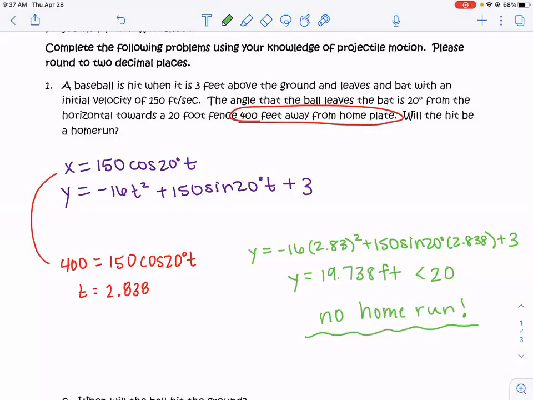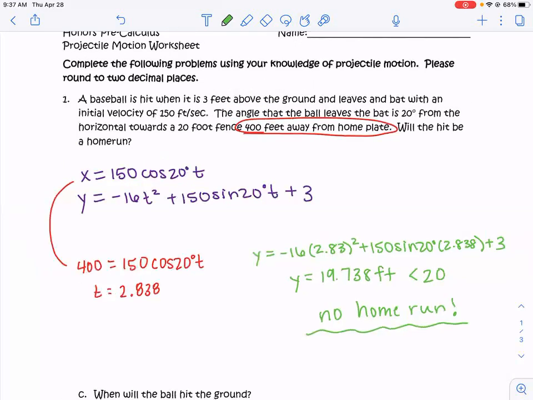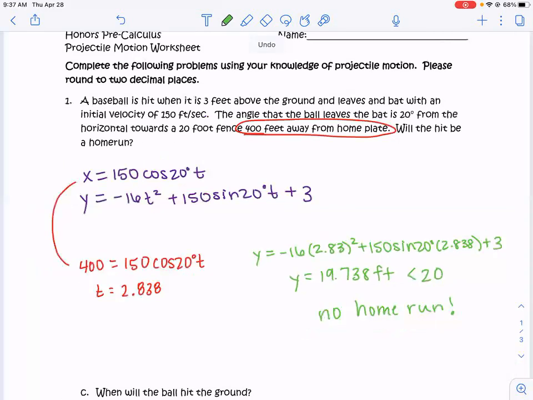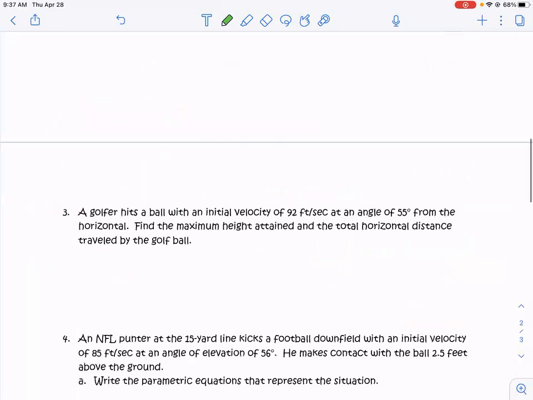What would it have meant if we got a negative answer here? Okay, if we got a negative height, that means the ball has already hit the ground before that time. Okay, now you have the rest of this worksheet. I do want to point something out though.